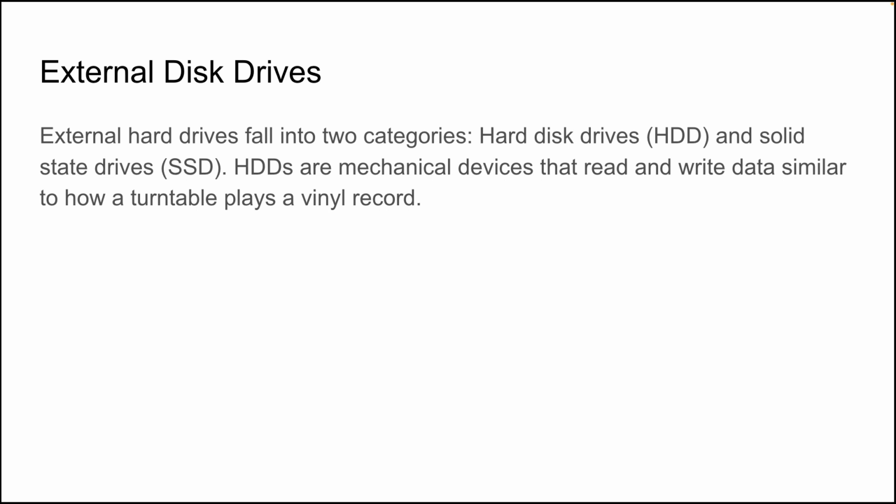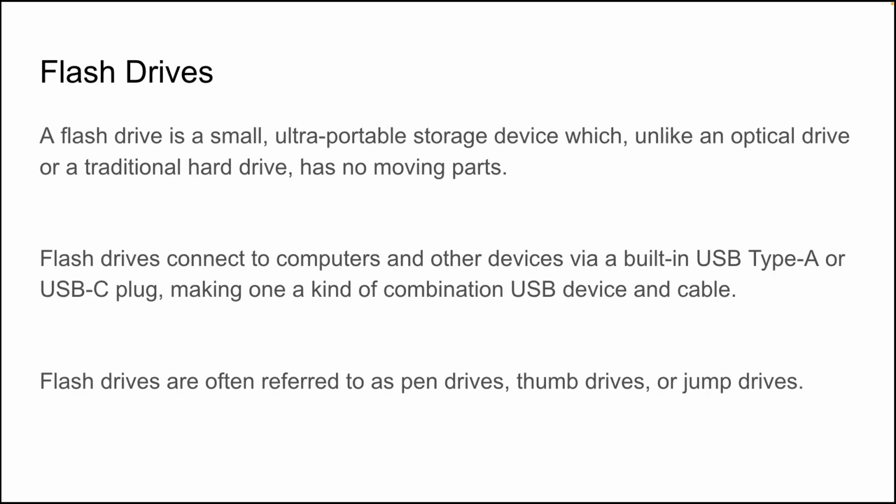External hard drives fall into two categories that we pretty much already covered. The HDD, which is the hard disk, and the solid state drives. Hard disks are mechanical devices that read and write data similar to how a turntable plays a vinyl record. We talked about hard disks in the sense of being inside of a PC as the main storage device, but you can also have a hard drive and a solid state drive as external hard drives that you can attach through USB or USB-C or whatever cable that you have, depending on whatever hard drive you have.